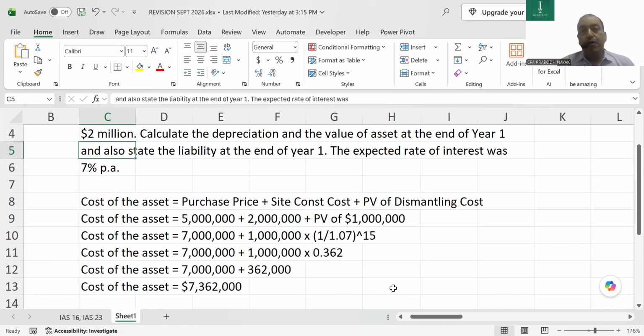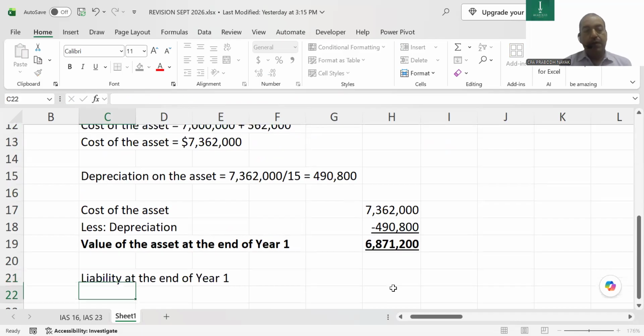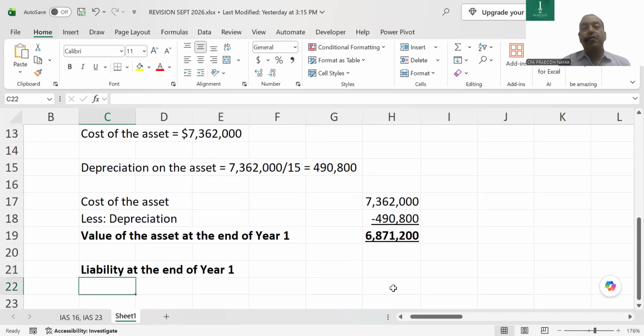What is the liability that we are talking about? The liability that we are talking about is that we have shown present value of dismantling cost, which is payable at the end of 15 years. Its value as of today's date is 362,000, right? So that is a liability payable after 15 years. So that is my liability, isn't it? So I'll say liability at the end of year one.